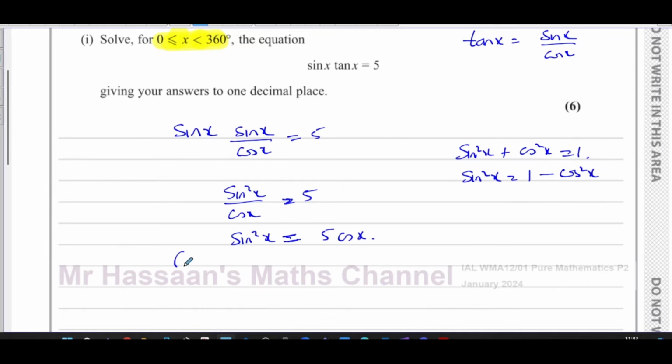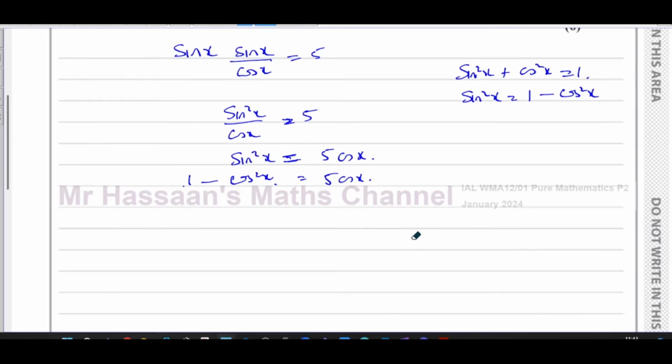So the sine squared x can be written as 1 minus cosine squared x. That's equal to 5 times cosine x. I don't, in fact, even need the bracket on this side now. Now I'm ready to rearrange this in a way which I can solve. I can see a quadratic here, so I'll put 0 on this side. I'll say cosine squared x plus 5 cosine x minus 1 equals 0, just adding this to both sides and subtracting 1 from both sides. So now I have something which is solvable.